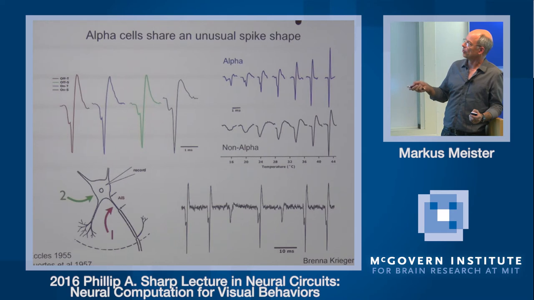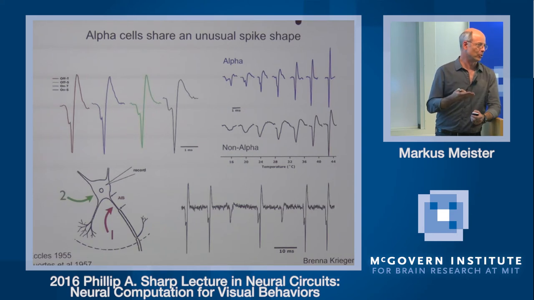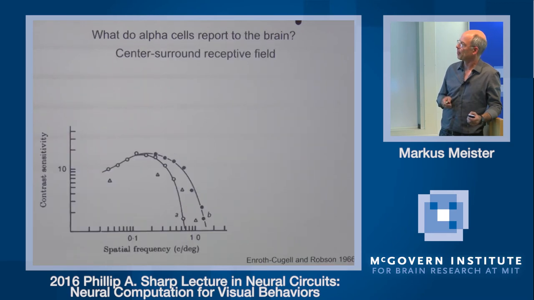Of practical use is the fact that we can now recognize these alpha cells also in blind extracellular recordings, for example, on multi-electrode arrays where we don't have a molecular marker that can be used unambiguously to identify them. We can now recognize them by their spike shape.